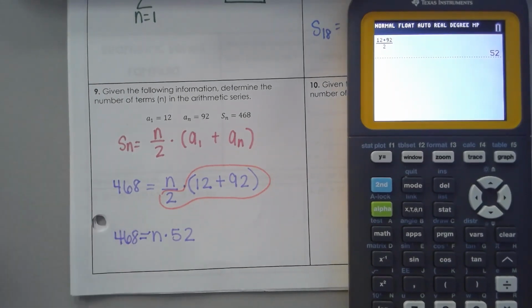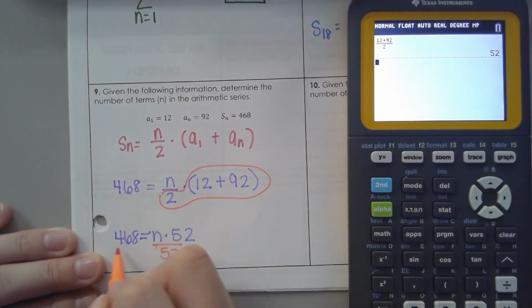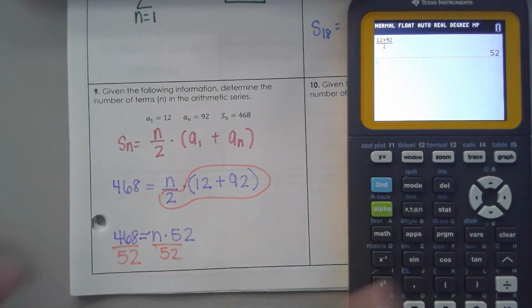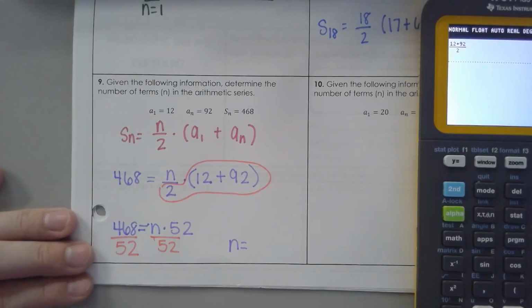So then how do I get n by itself? Divide by 52. So n equals what? 9.